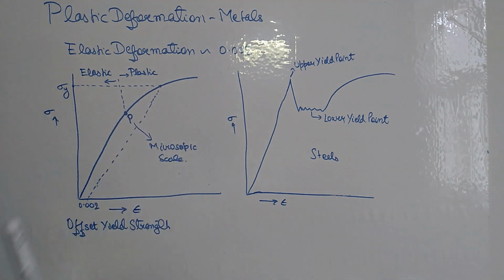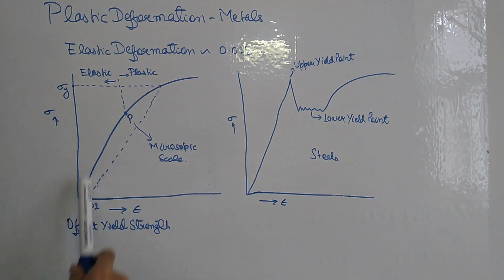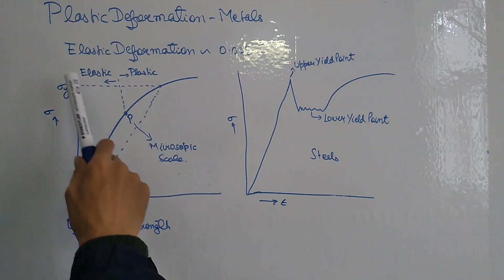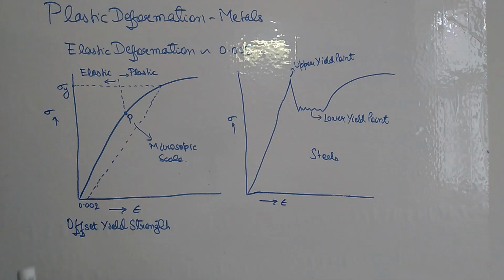So the actual procedure which is used to determine that point is called the offset yield point, that is the point at which 0.002% strain is permanent strain possible in the material. So a line is drawn parallel to the elastic regime, and the point at which we find 0.002% strain is defined as the offset yield strength of the material.